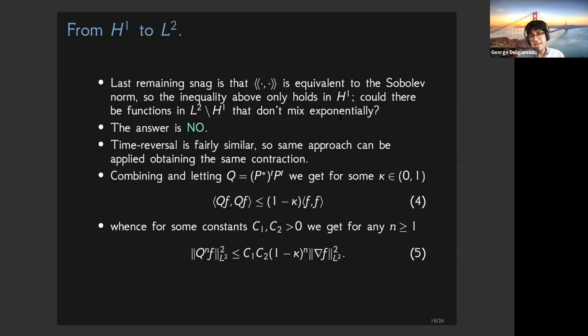Okay, so the question then is whether this could be true just for functions in the Sobolev space. Obviously this is a dense subspace, but it's much smaller than L2. So could there be functions in L2 that don't mix exponentially fast? The answer is no. The way Villani does this is by proving regularization. Obviously we've got an inequality: we can bound the L2 norm by the Sobolev norm using the Poincare inequality. It's the opposite direction that's quite tough, and obviously it's impossible.